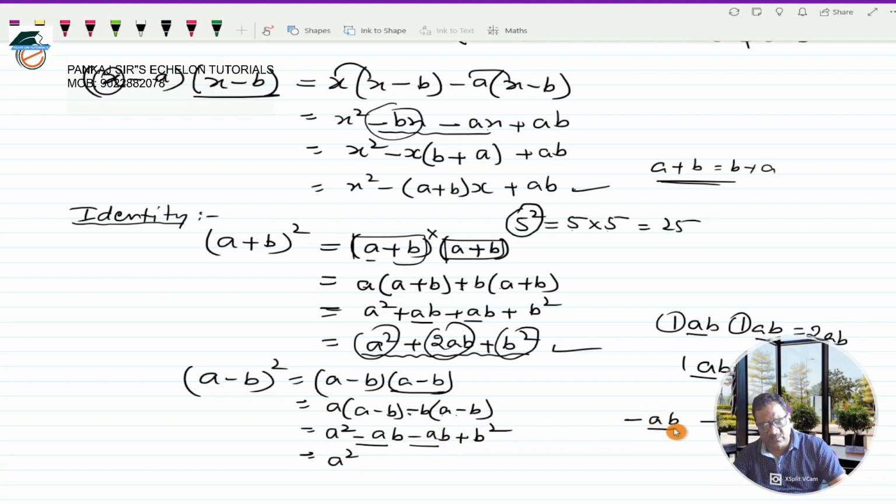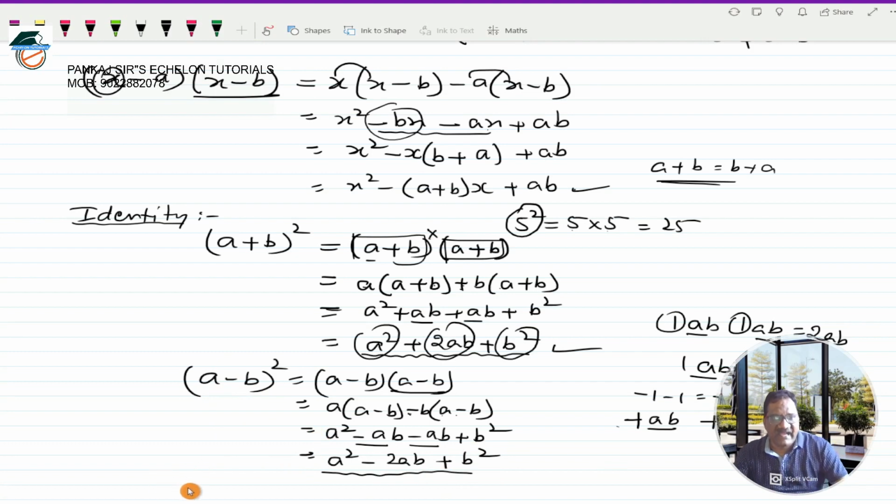Now these are two like terms. AB and AB are like terms, and the coefficients before them are minus 1 and minus 1, isn't it? So minus 1 makes minus 2. So this can be written as minus 2AB. And then you are left with this b square, so add that, plus b square. So this is the answer for a minus b the whole square.